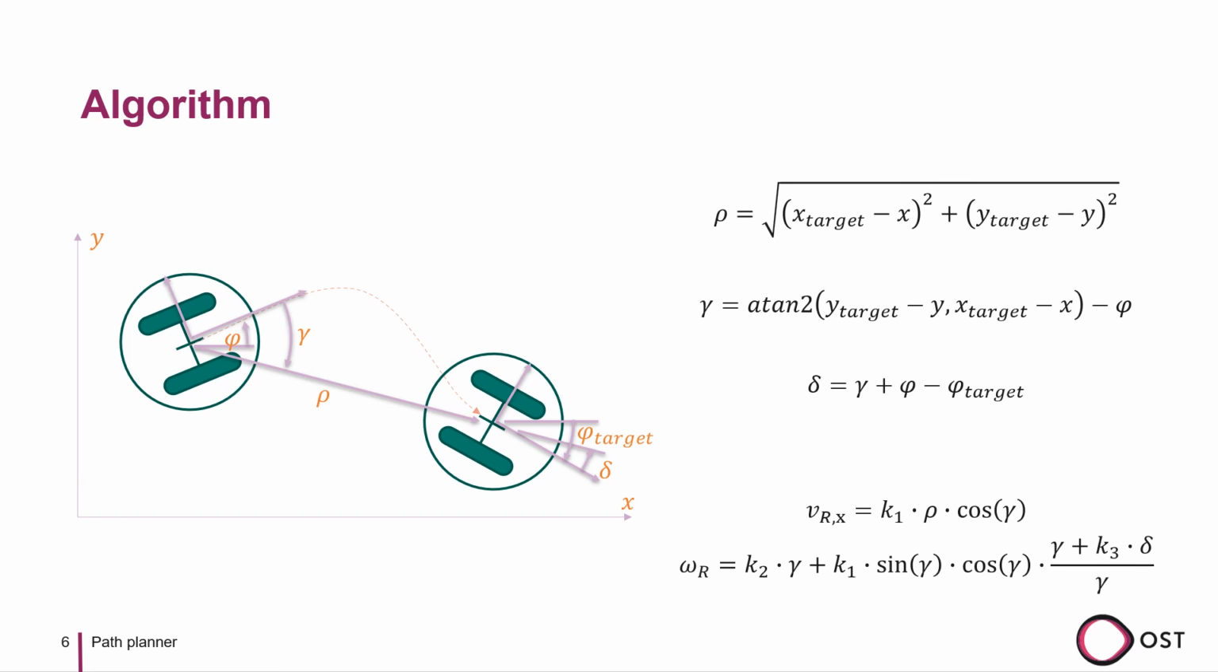Here we see once more all the formulas for the path planner algorithm. To use it on a robot, the distance ρ, the two angles gamma and delta, as well as the translational velocity vrx and the angular velocity omega r must be recalculated in every control cycle.